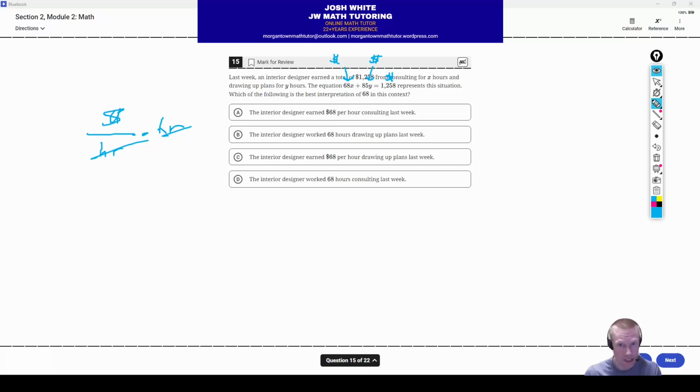So the 68 here is going to represent dollars, specifically the dollars per hour for consulting, because it tells us up here consulting for X hours. So X is number of consulting hours. So the 68 is the dollars per hour paid for consulting. So the correct answer to this is going to be just letter A.